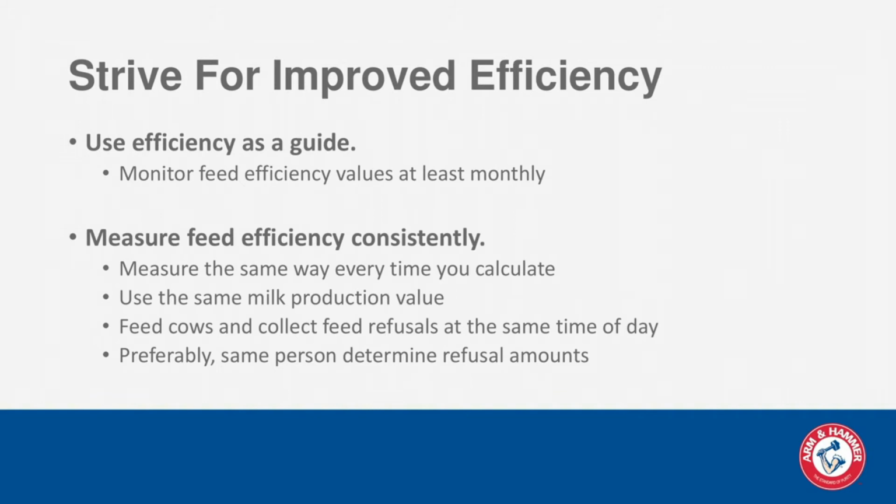And then in an ideal world, and not always possible, we'd like to have the same person determine specifically the refusals. What we find on most of these dairies is that the software in the feeding tools, in other words, the delivery systems that deliver the feed, the TMR wagons or trucks, are pretty accurate and really aren't impacted by human error at all. It's the refusal part of this calculation where there's opportunity for variation due to different people calculating the actual refusal amount.